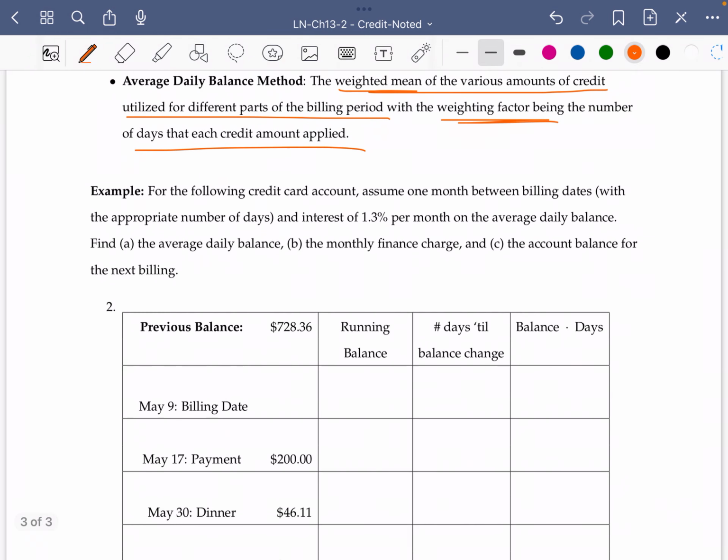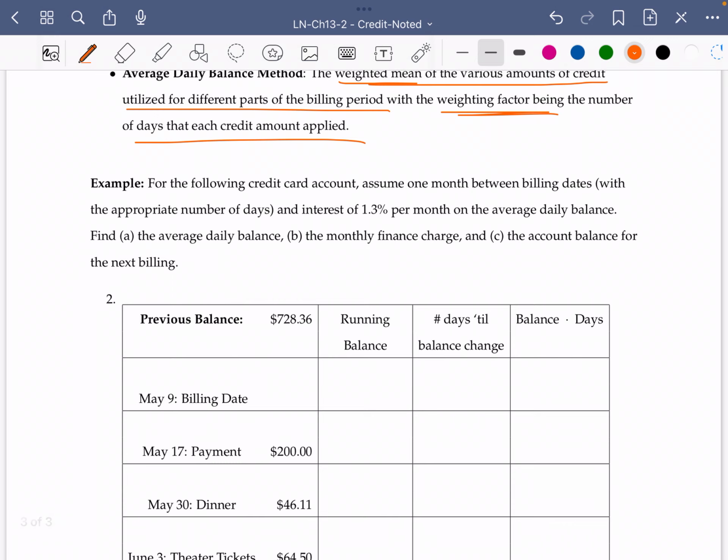All right, so here, for the following credit card account, assume 1 month between billing dates with the approximate number of days based on the month that you're looking between, and interest of 1.3% per month on the average daily balance. We're asked to find three things. One, the average daily balance. Two, the monthly finance charge, the amount of interest that's being charged. And three, the account balance for the next billing.